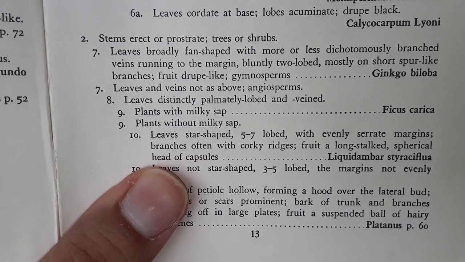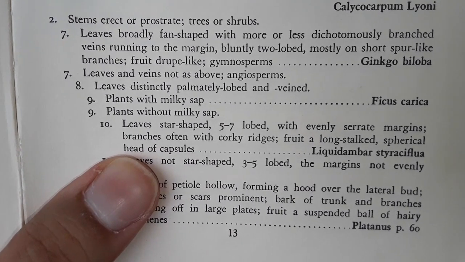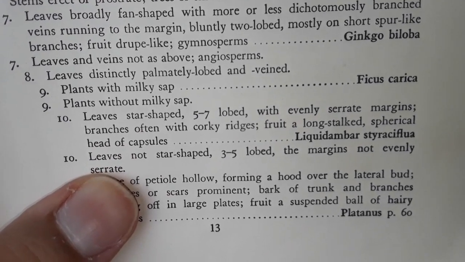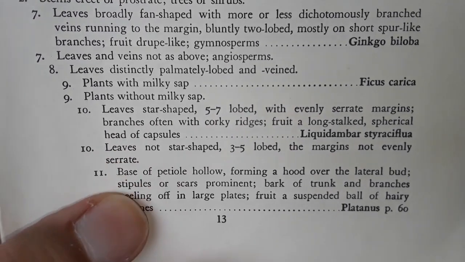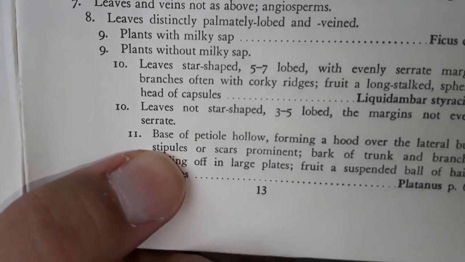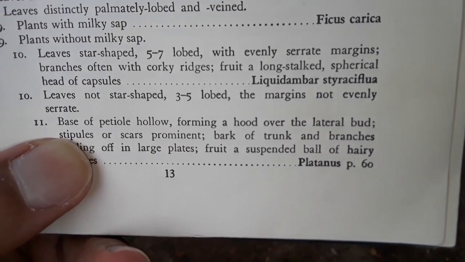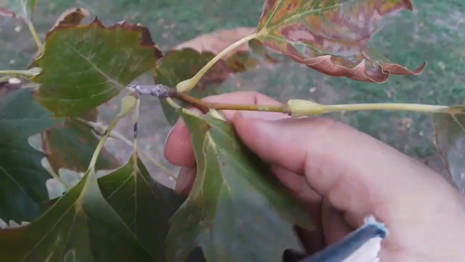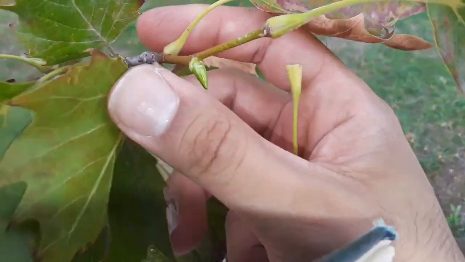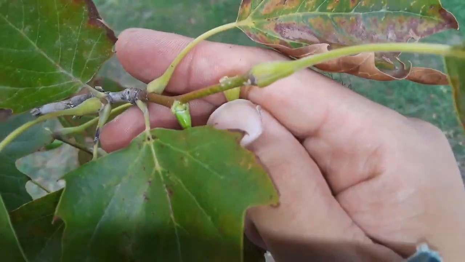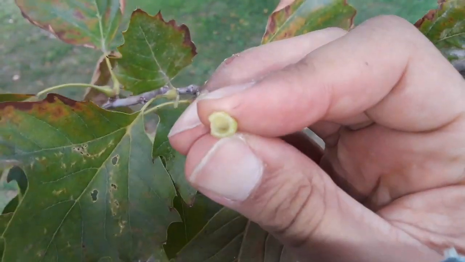Plants without milky sap. Leaves star-shaped? No, we know it's not liquidambar. We just did that. Leaves not star-shaped. Mosquitoes, sorry. Base of petiole hollow, forming a hood over the lateral bud. Absolutely. Take a look at this. There's the bud, and the leaf petiole was covering it, hollow.